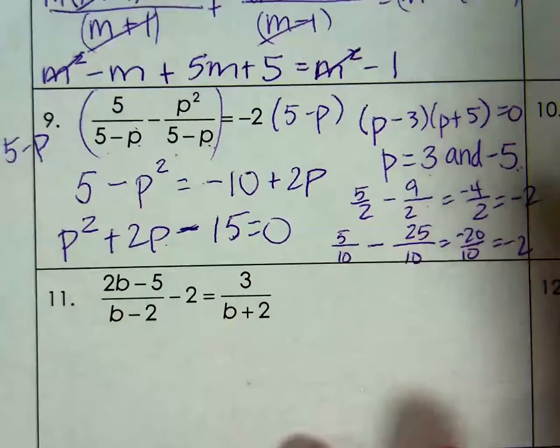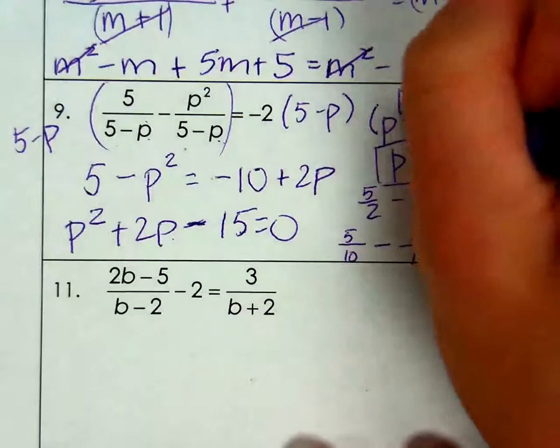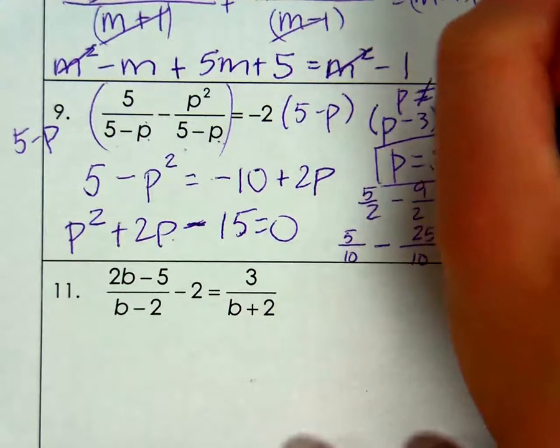And then remember, we have to have our restricted value. I'm going to go ahead and box our solutions. And then we know p can't equal 5.